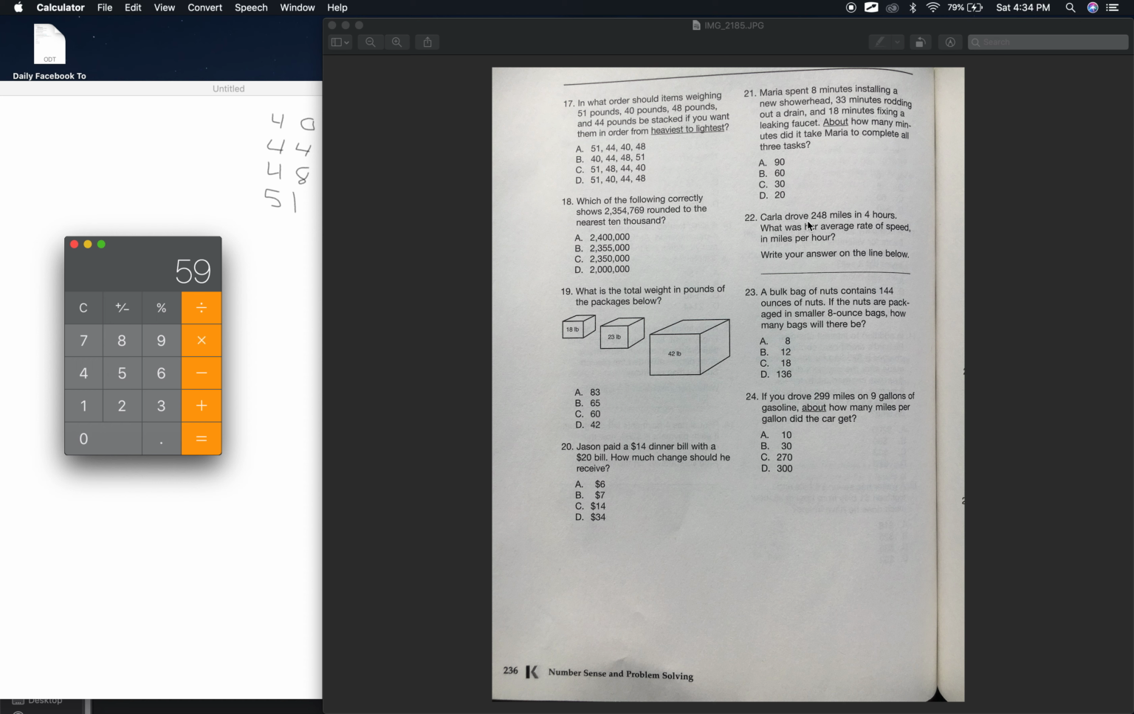So let's think about this. If she drove 248 miles and it took her 4 hours to do that, to find her average speed, we need to pretty much divide 248 into 4 equal parts. Okay, so we do that with division. So 248 divided by 4 hours equals 62. Okay, so there's your answer. It would be 62.